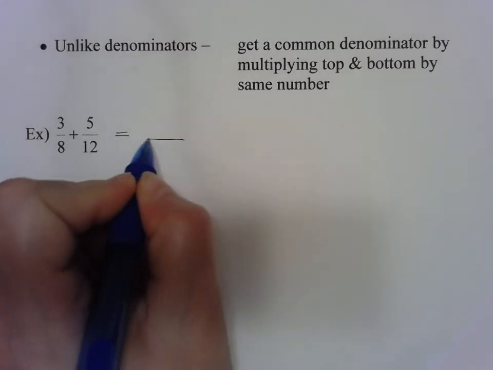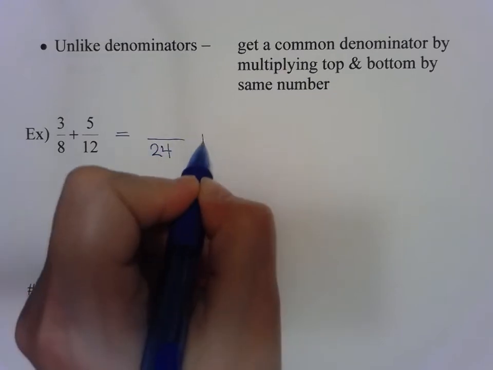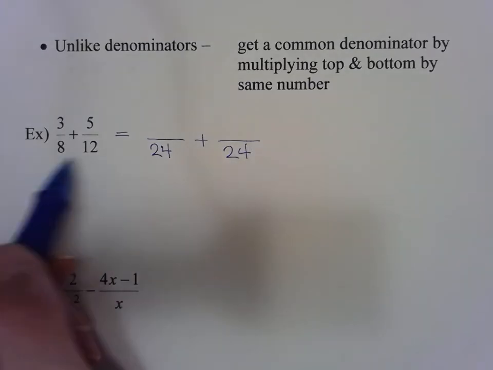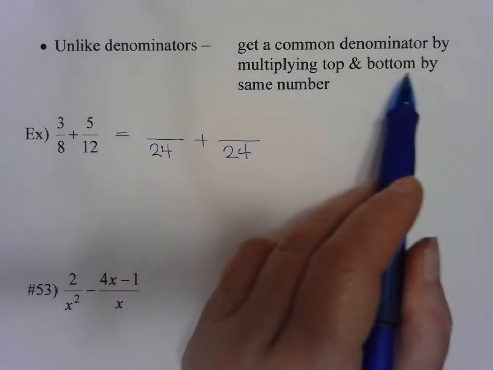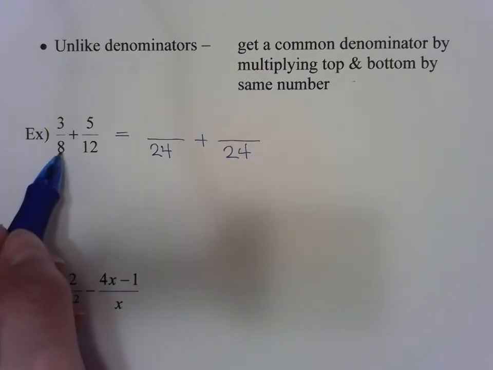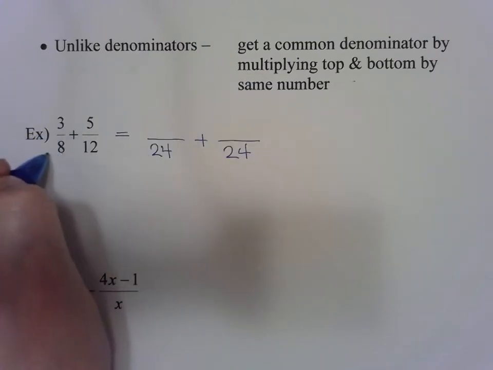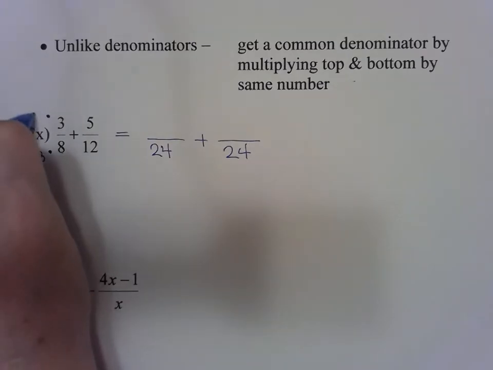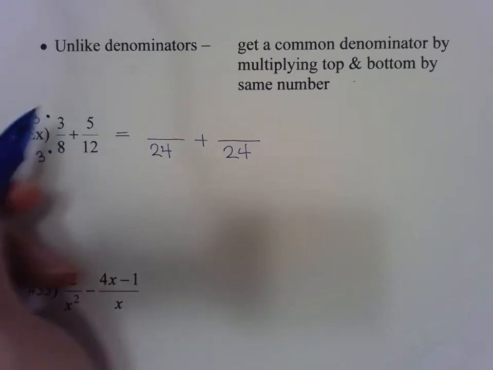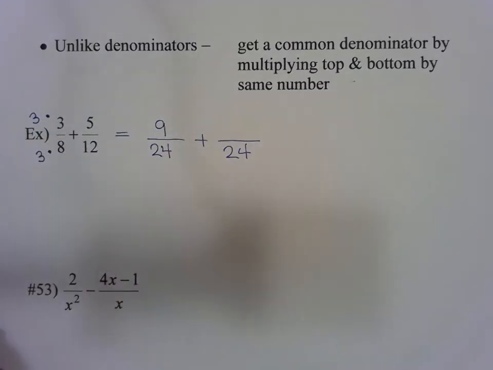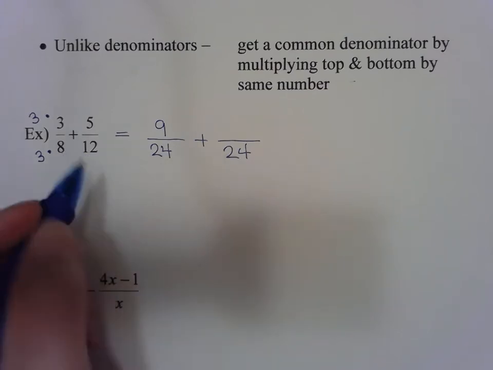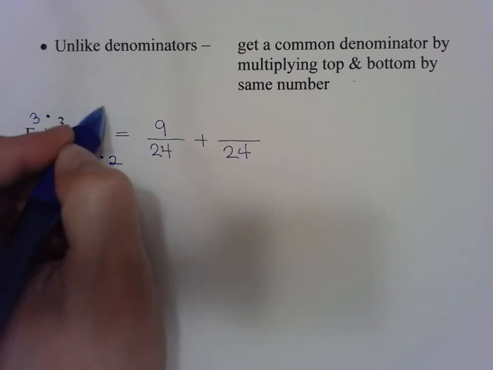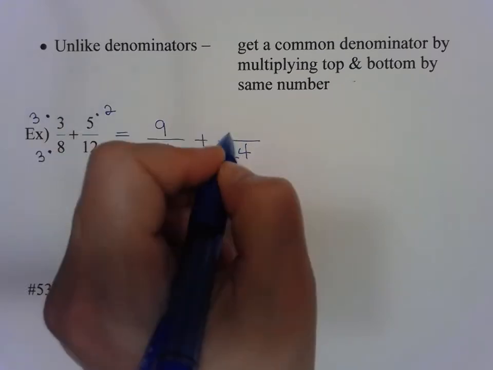So I want to rewrite these fractions over this new common denominator of 24. To rewrite them, I need to multiply the top and bottom by the same number. So to go from 8 to 24, I had to multiply by 3. So anything I do at the bottom, I also need to do the top. So 3 times 3 is going to give me 9. To go from 12 to 24, I'd have to multiply by 2. Anything I do at the bottom, I need to do the top. So 5 times 2 gives me 10.